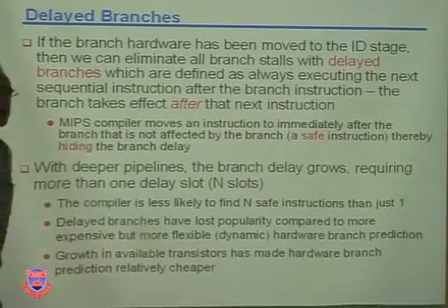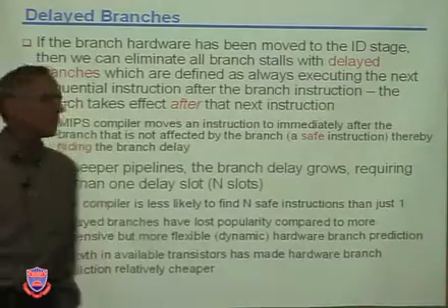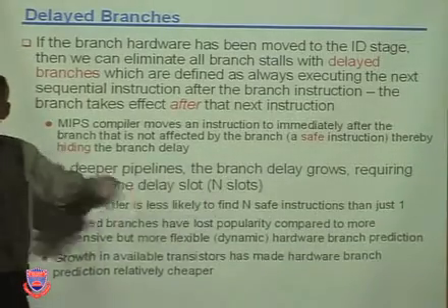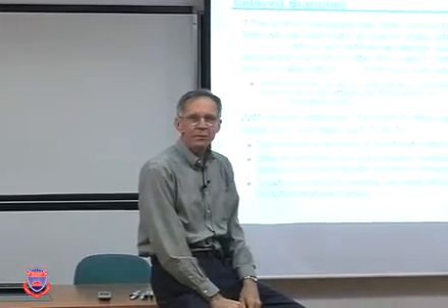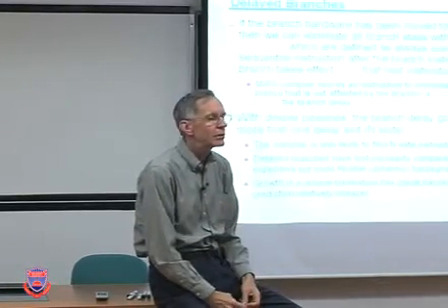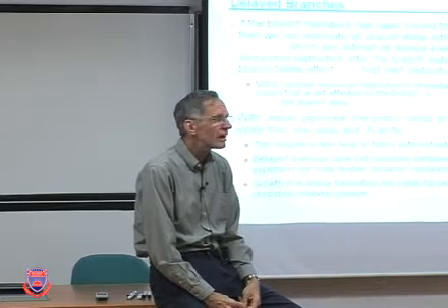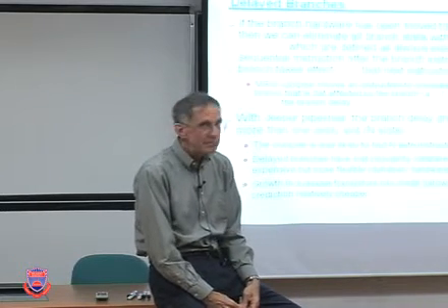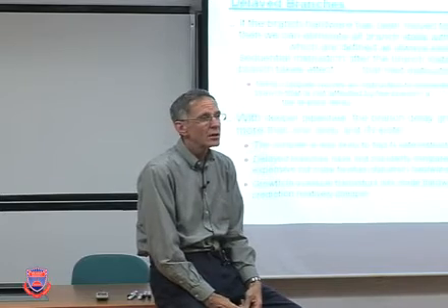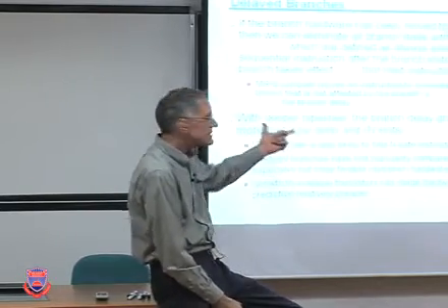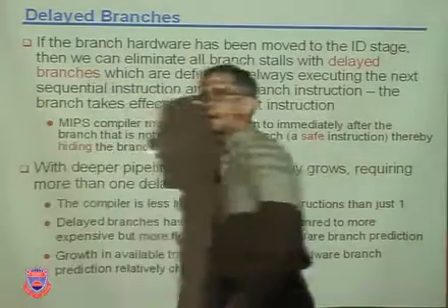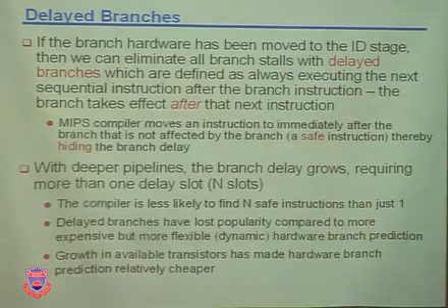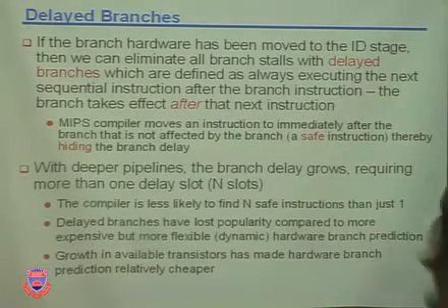But the problem is, with deeper pipelines, the delay is not 1. The delay goes up to n delay slots, and now you have to find n instructions to fit into there. We have a little short 5-stage pipeline, which is not too bad. Usually the compiler can find something in many cases to put there. But if you have a 10-stage pipeline, you have to find 4 or 5 or 6 or 7 useful instructions. You're not going to be able to do that most of the time. So we're still going to have penalty. Still going to have wasted time. The compiler is less likely to find n safe instructions than just 1 safe instruction. And as a consequence, delayed branches as an approach to eliminating the hazard of branching and control is less popular than it used to be.